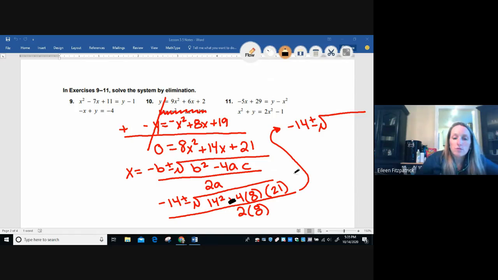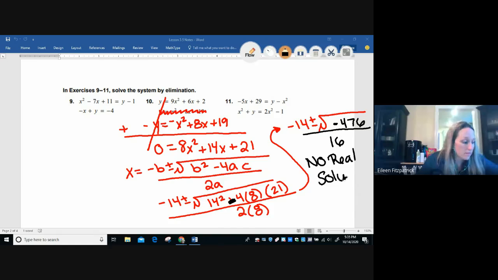All right, so go ahead and do 14 squared minus 4 times 8 times 21. And you'll get a negative 476. Okay, all over 16. Now, because this is negative, what does that mean about your solution? It means it's imaginary. So there's no real solution. And for these problems, we are looking for real solutions. Okay, so we don't have to go any further.